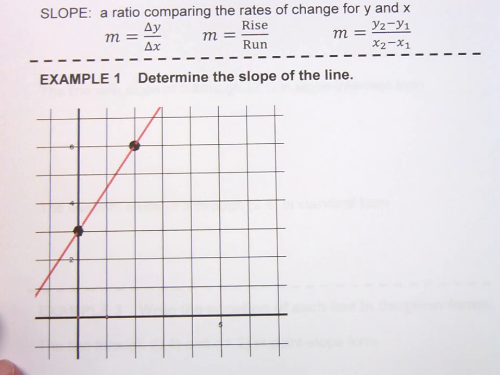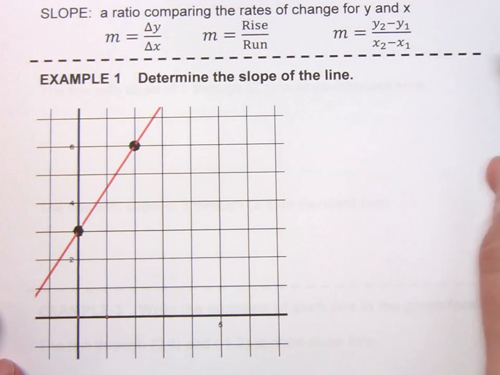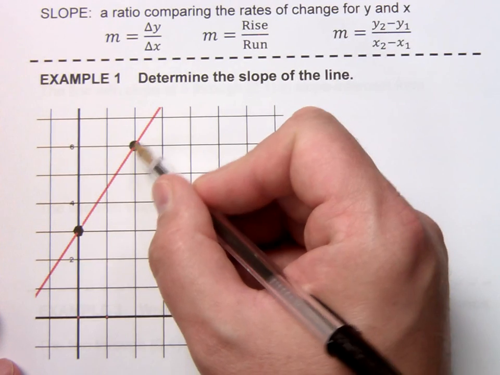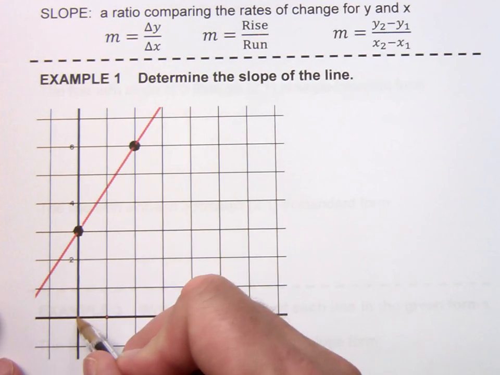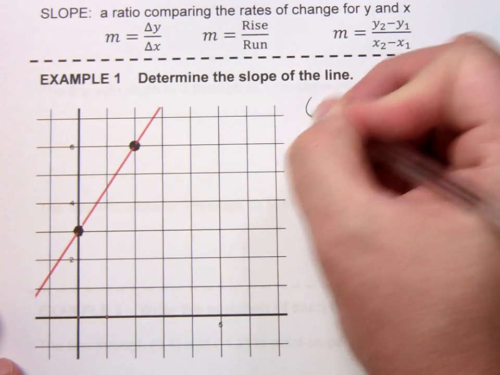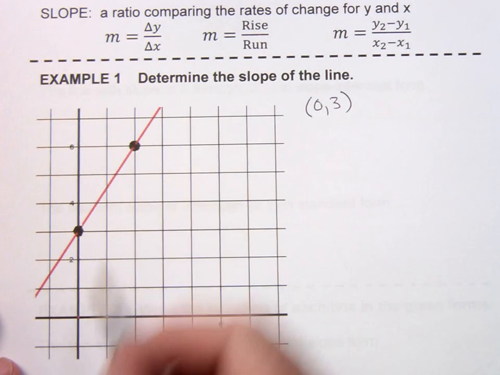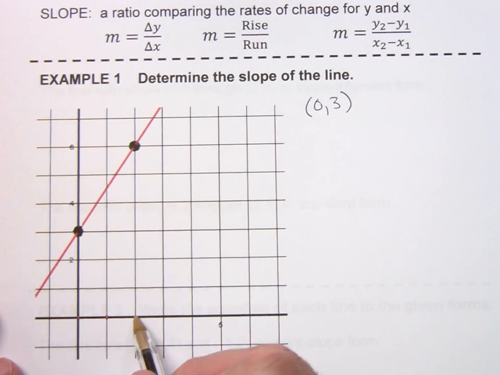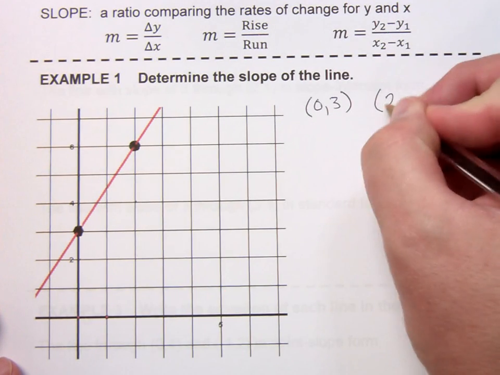We're going to do it a couple of different ways. We're going to do it using this formula first. Notice there are 2 points that have been given to us on this line. So I'm just going to grab the coordinates from those points first. So this point is at the coordinates 0, 3. And this point right here is at the coordinates 2, 6.